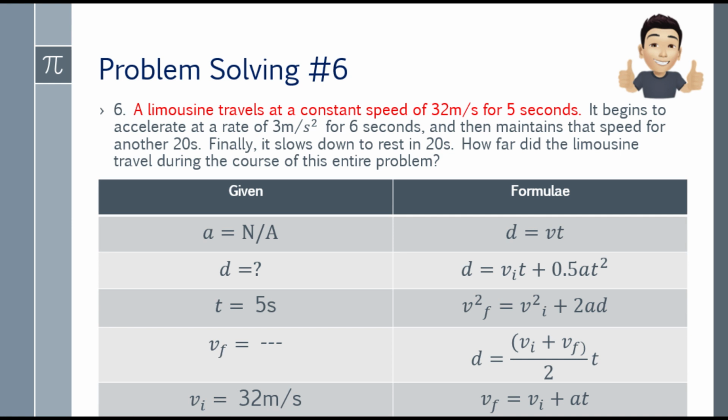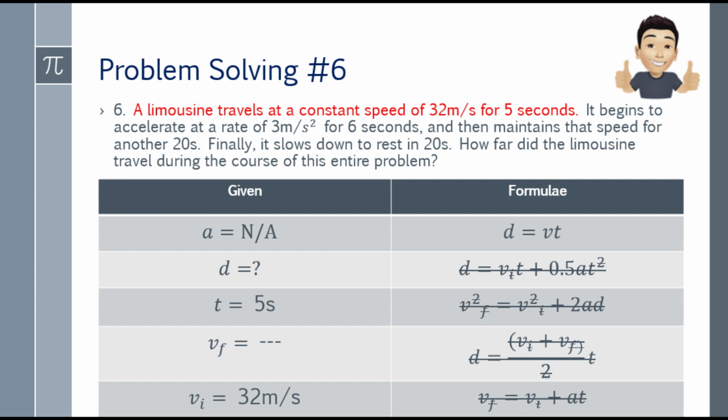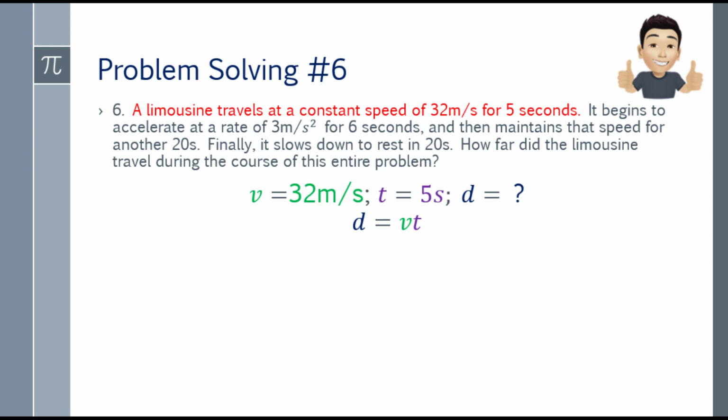So ang formula na gagamitin natin, take note, ang tanong muna dito, dun muna tayo sa first part of the question. A limousine travels at a constant speed of 32 meters per second for 5 seconds. So gagamitin ko is D is equal to Vt. Again, the problem is, how far did the limousine travel during the course of the entire problem? So, iisa-isain ko yung problem. Kaya, distance 1, distance 2, distance 3, distance 4, kukunin ko yung total distance. So, dun muna tayo sa first part, yung naka-red, hanapin ko yung distance niyan. So, first part, lista ko yung given and the formula and substitute the values.